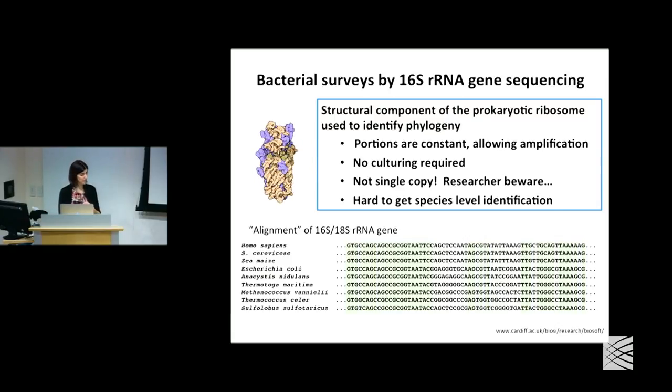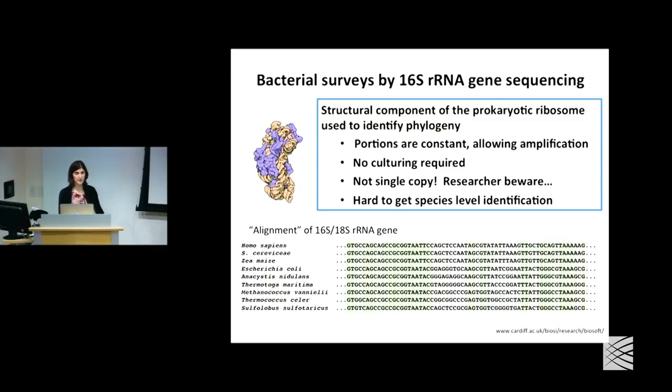It's a little bit tricky because there's more than one copy of the 16S gene in most microbial genomes. And so if you don't take into account how many copies of your 16S gene you have, you can be a little bit fooled by microbial abundances. So you need to do some computational analysis or normalization to be able to really determine the abundance of a given species or a given taxa.